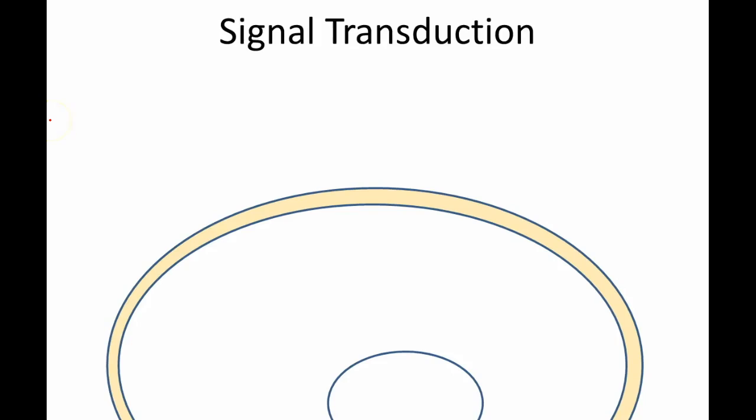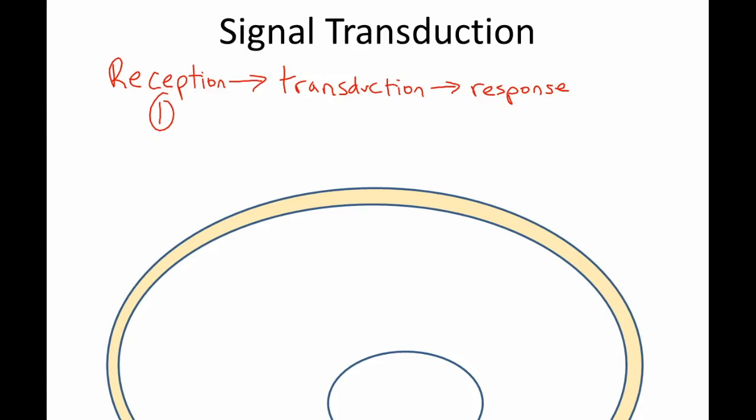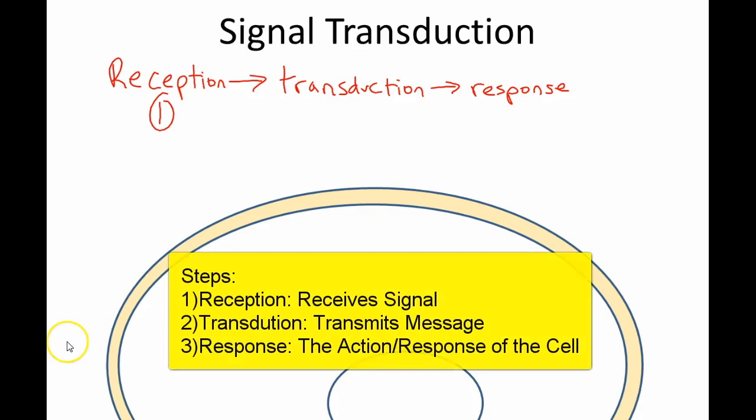Okay, signal transduction. This is a topic that is pretty important to learn about. The basic pathway of signal transduction is in 3 steps: the reception, the transduction, and the response. Number 1, the cell is going to receive a signal from a molecule known as a ligand. The ligand is the molecule that gives the signal to a cell. The part of the system that the ligand fits into is called the receptor.